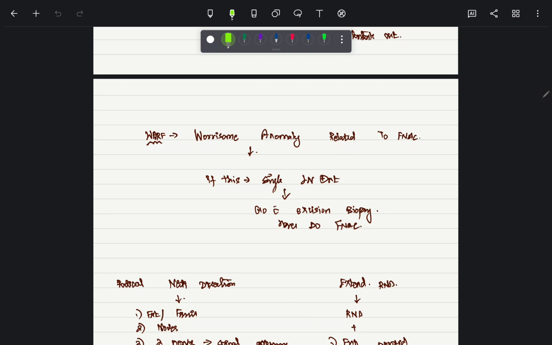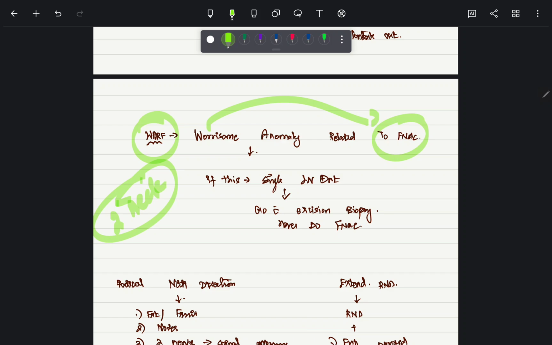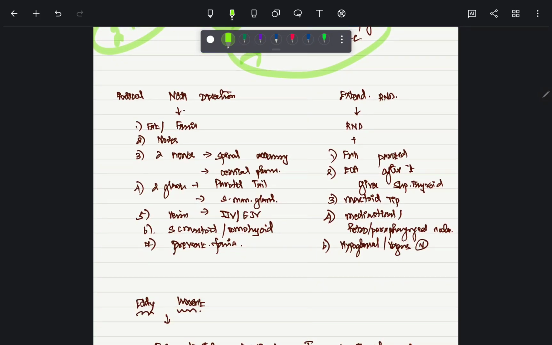So we need to move to the secondaries neck related practical points. So what is VARF? It is a worrisome anomaly related to FNAC. So if this is present, even if a single lymph node is present, we have to go with excision biopsy. Never do FNAC.